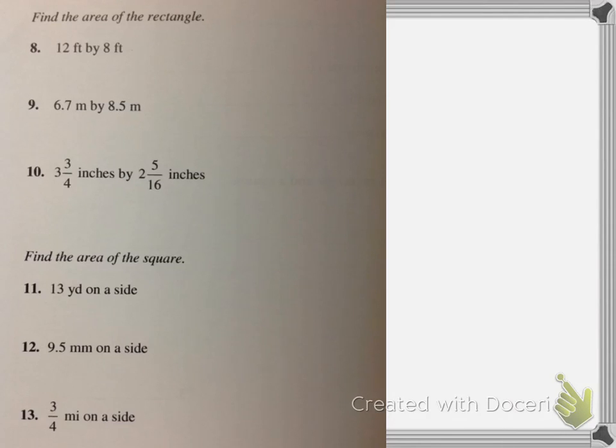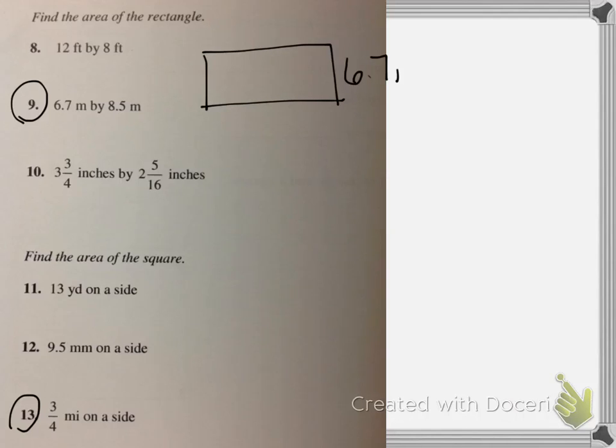So let's find some areas. Now we're not going to do all of these, we're just going to pick a couple. So let's do that one, and we'll do one that has a fraction in it. So this one is a rectangle. I like to always draw pictures. I'm a very visual person. So I have 6.7 meters, and I have 8.5 meters.